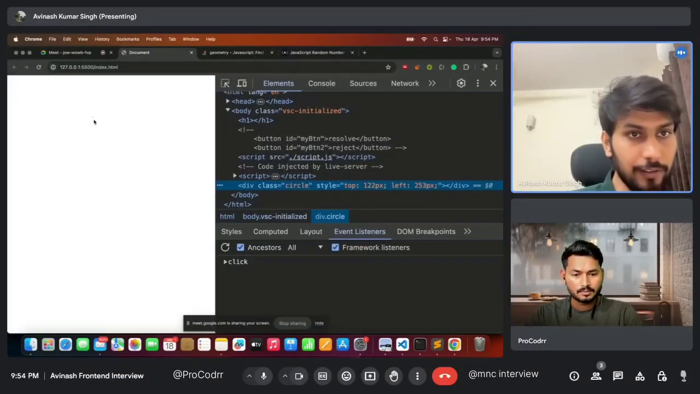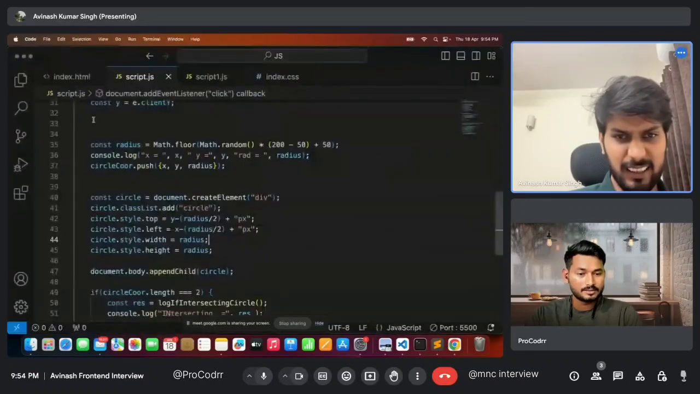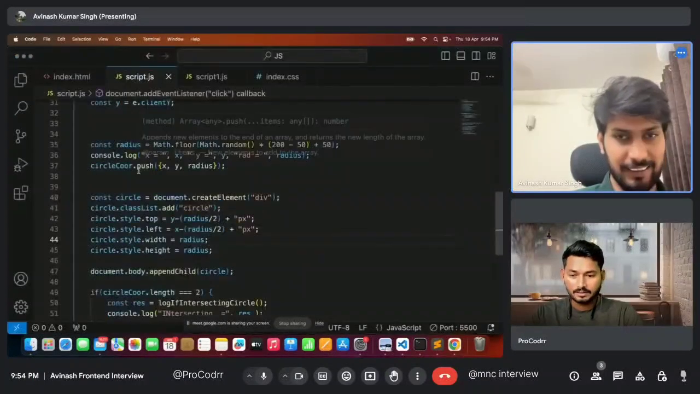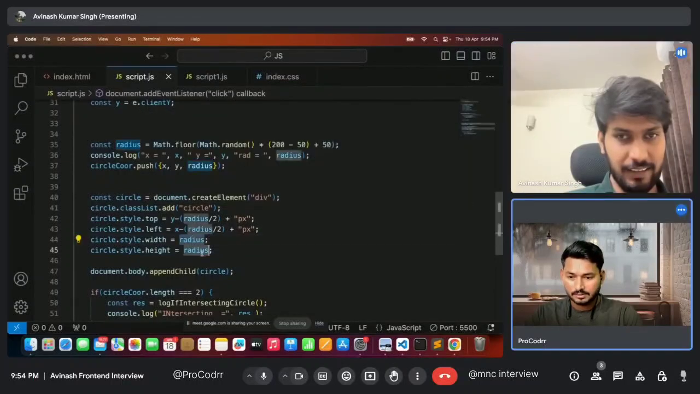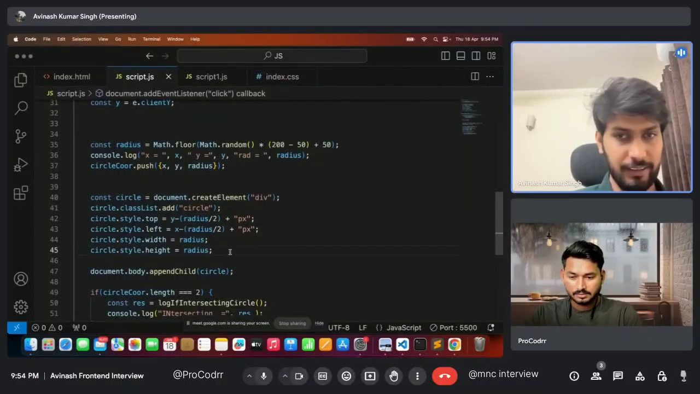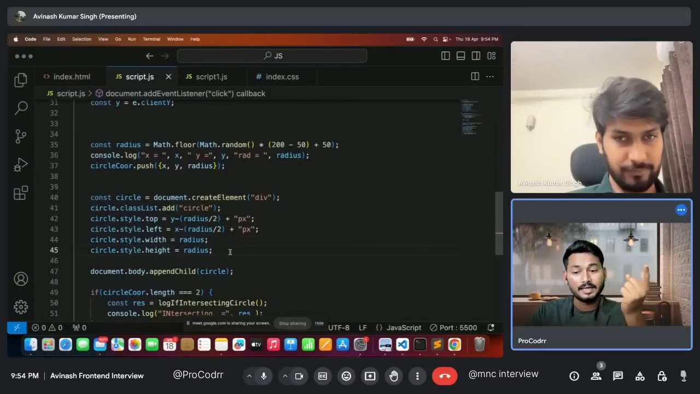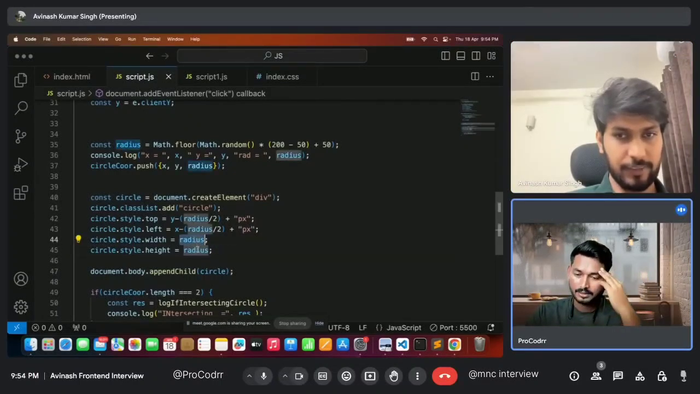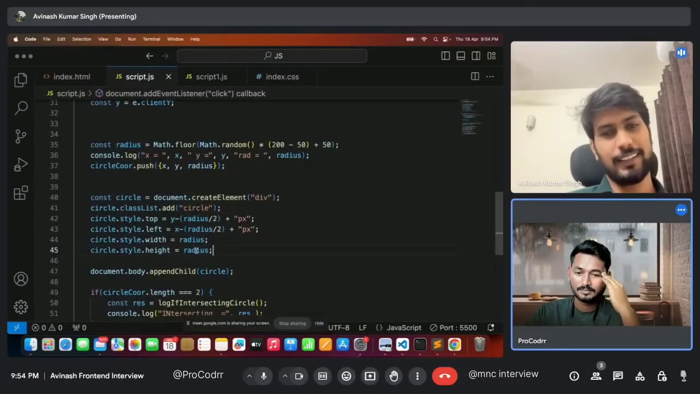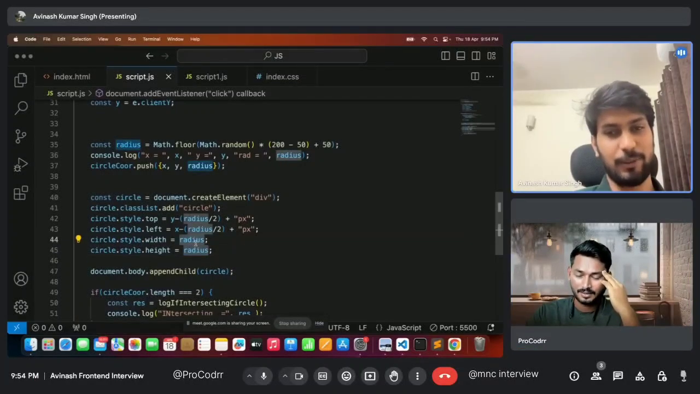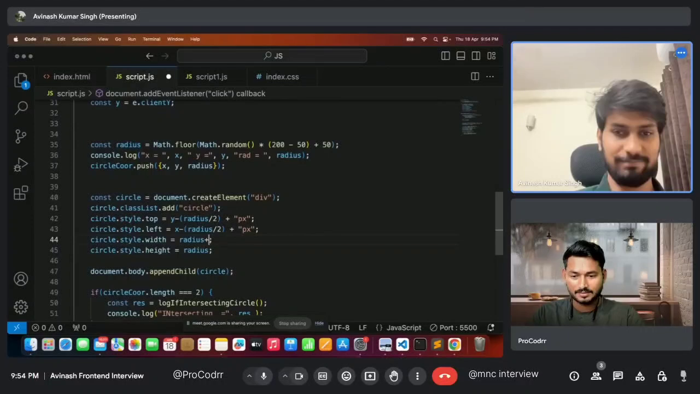It is coming, but it is coming like a dot. Where is height and width? Height and width is radius. But if you check in the styles, go back in the DOM. This is not the pixel. I'm not attaching any pixel.